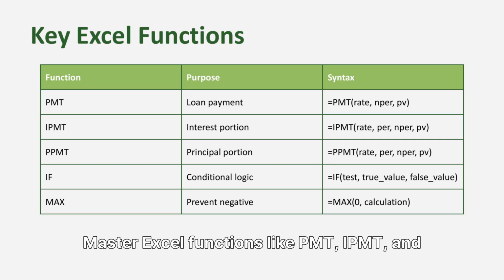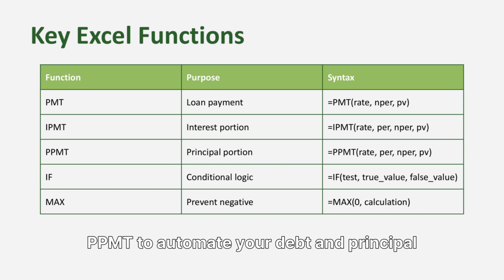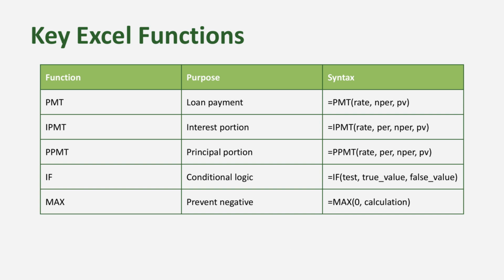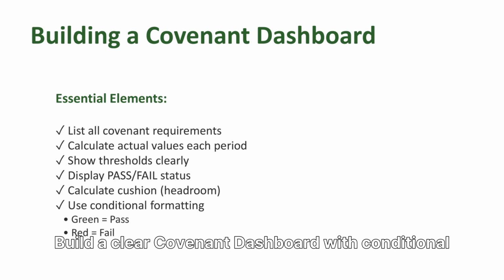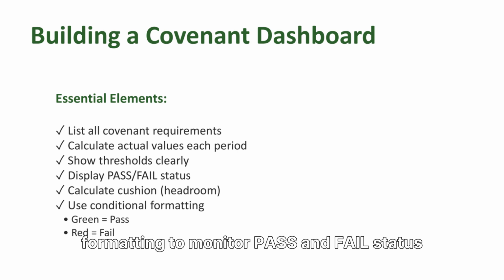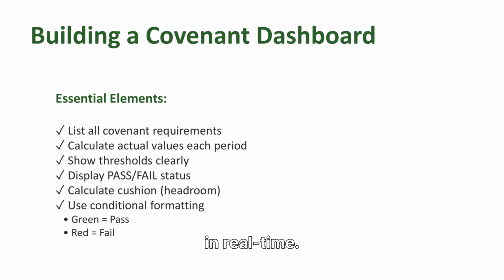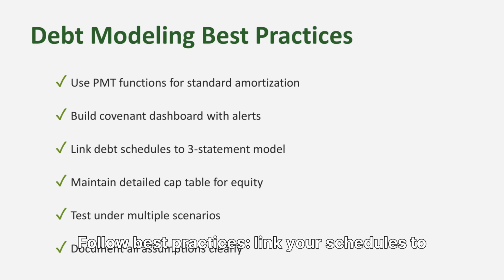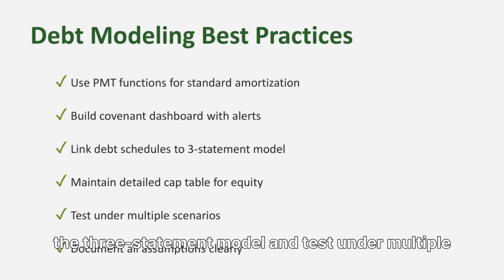Master Excel functions like PMT, IPMT, and PPMT to automate your debt and principal schedules. Build a clear covenant dashboard with conditional formatting to monitor pass and fail status in real time. Follow best practices. Link your schedules to the three-statement model and test under multiple scenarios.